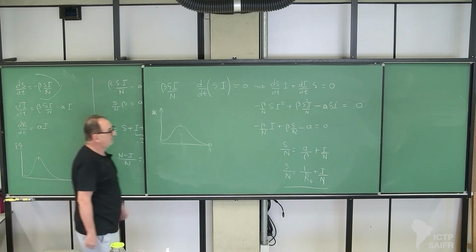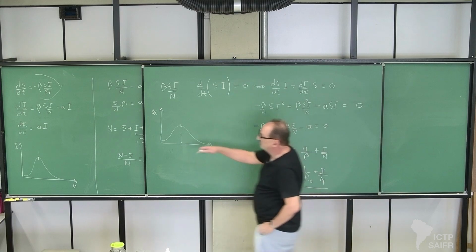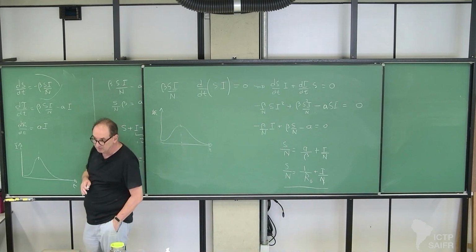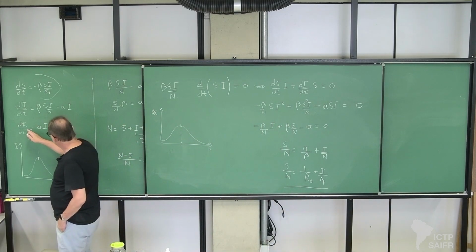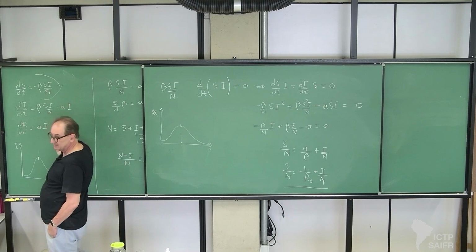What is important is that there could be a different model where this calculation could still hold, but if you have people from R flowing back to S, the calculation is different.